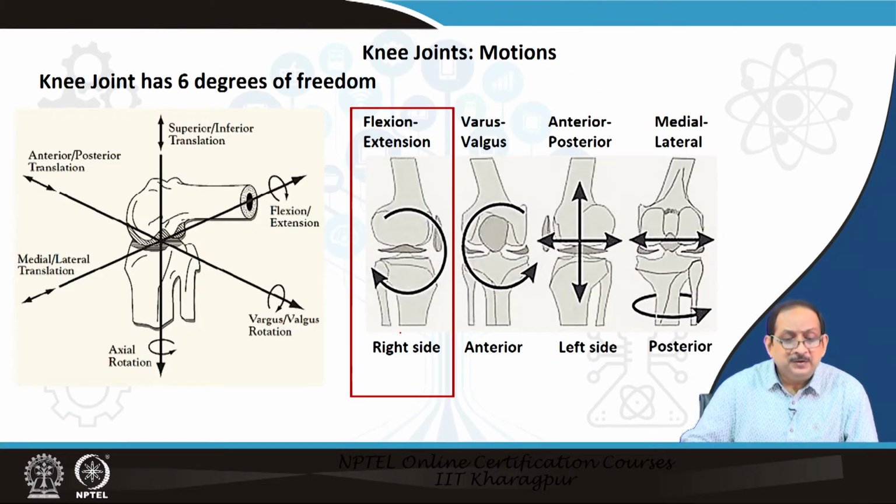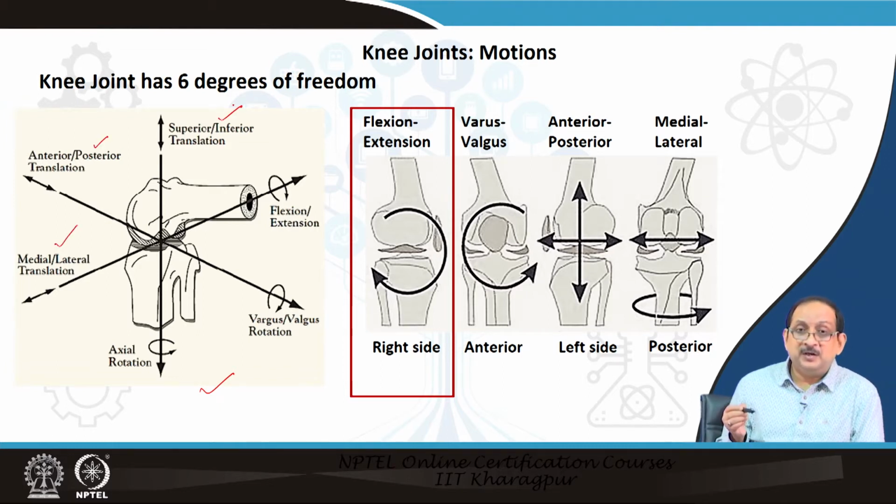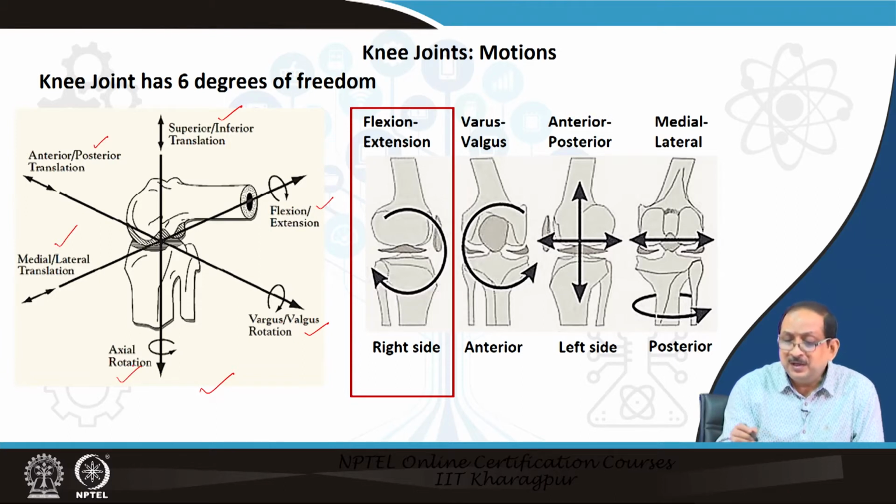Now, the knee joint has 6 degrees of freedom. In the figure on the left, the 3 translational degrees of freedom are shown along the anterior posterior, medial lateral and superior inferior directions. The rotational degrees of freedom are the flexion extension, varus valgus rotation and axial rotation. So, this is indicated here also in the slide.